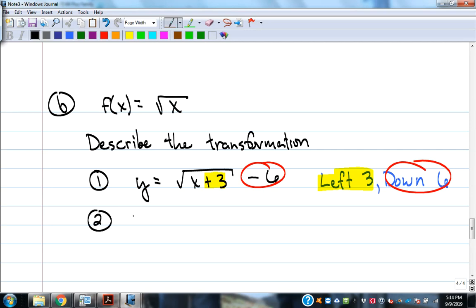Number 2. Let's do f of x or y. It doesn't matter. I'll do f of x just to change that. -3 on the outside, and then the square root of x minus 5.